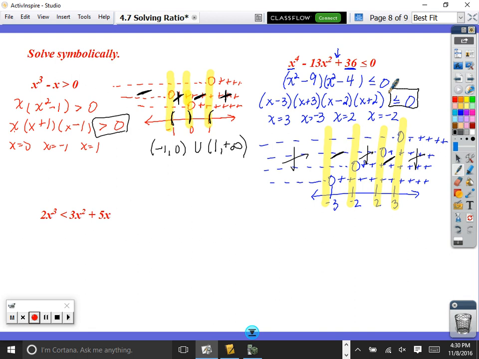This time I am looking for all the factors that are less than or equal to 0. Less than 0 are our negative factors. But now I have the equal bar, so I'm going to use the brace. Negatives happen in here, and negatives happen in here. So this is from negative 3 to negative 2, union 2 to 3.